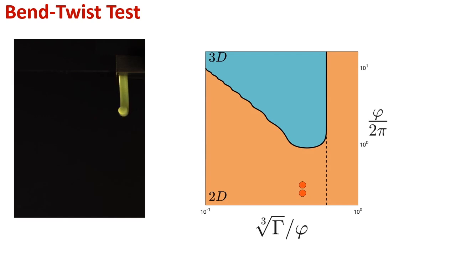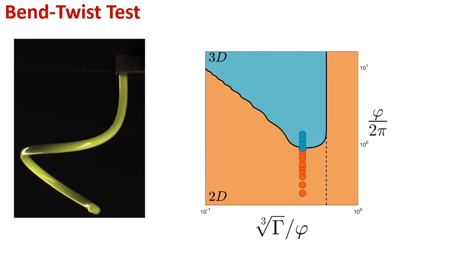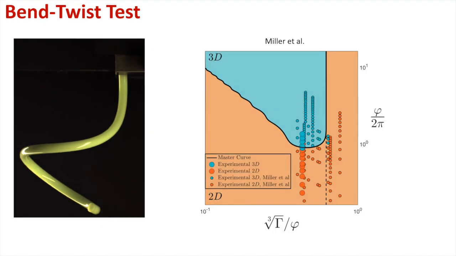Miller et al. have shown that as a function of these two dimensionless parameters, the rod might adopt a 2D or 3D equilibrium shape. Again, we compare the theoretical curve against our experiment. Our experimental data indeed confirms the phenomena. This figure shows a superposition of our experimental data along with that of Miller et al.